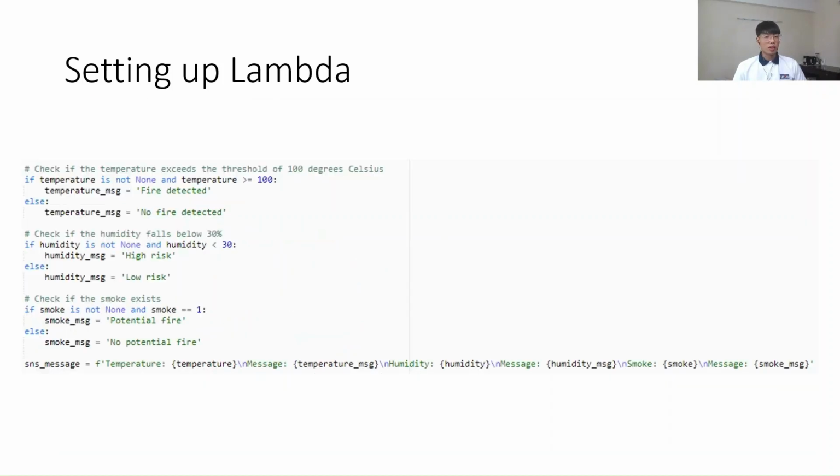And basically the code that I want to highlight here is we do some if else statement to check whether the sensor data exceeds a certain limit. If yes, it will notify the authorities. Okay, then now I'll show you how to configure the SNS.